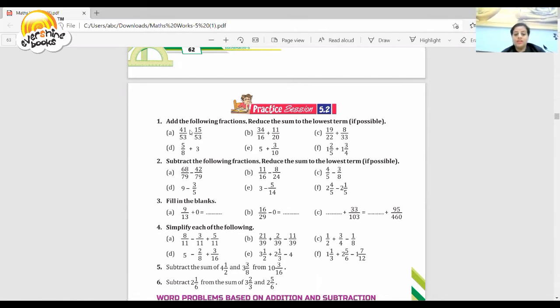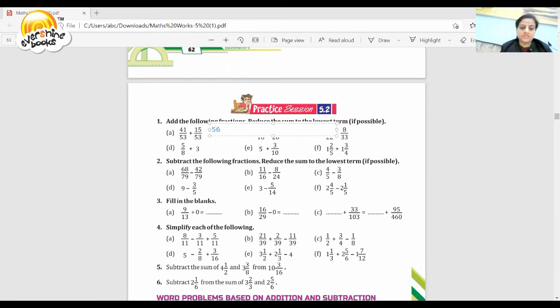Now 41 plus 15, this is very simple. Just add both the numbers and write down upon 53. So what is the addition of that number? 41 plus 15 is 56. So 56 upon 53 is the answer. It cannot be reduced also.